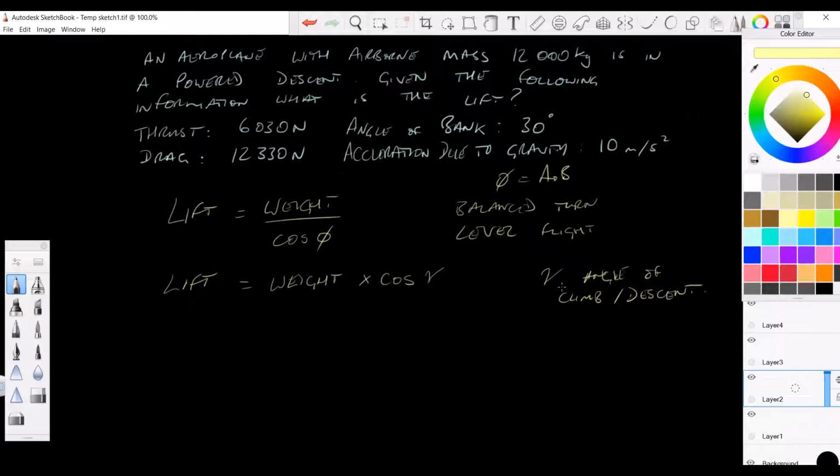So they're both: lift is weight times cos of angle of climb, and lift also equals weight times cos of angle of descent. Now, of course, this is for a straight climb or descent.